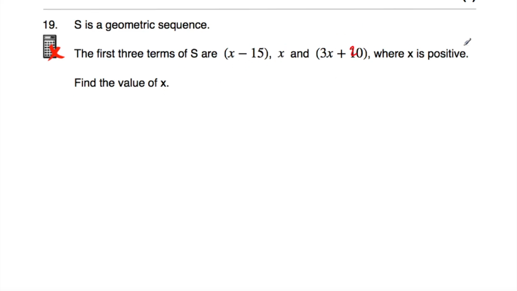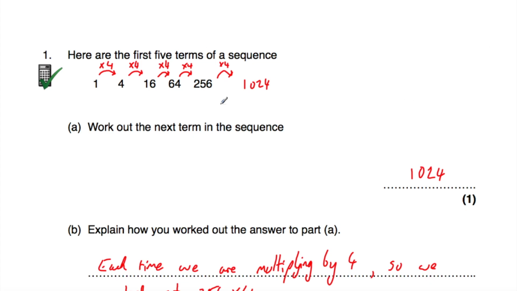With a question like this, I'm going to go back to one of our geometric progressions where we've got numbers. So we've got 1, 4, 16, 64, and 256. If you divide a number by the previous number, you'll get what you're multiplying by, or the common ratio. So 4 divided by 1 is equal to 4. 16 divided by 4 is equal to 4. 64 divided by 16 is equal to 4, and so on. So if you divide a term by the previous term, you'll always get the same number.